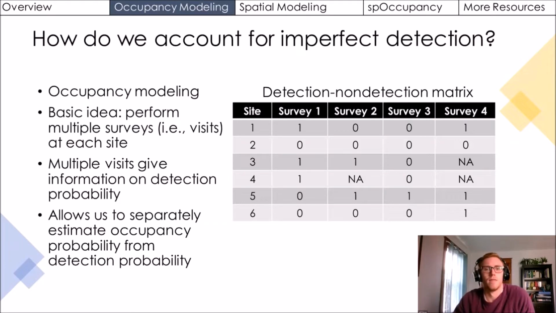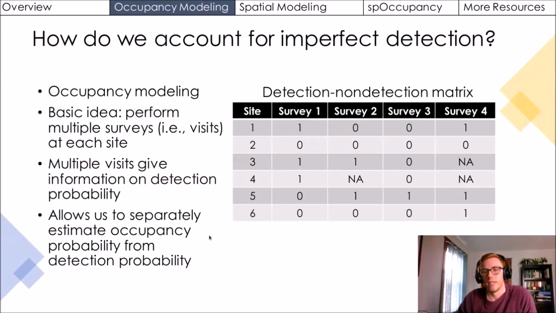Of course that raises the question of how exactly we go about accounting for imperfect detection, and that's where occupancy modeling comes in, which is the go-to way for accounting for imperfect detection when modeling detection/non-detection data. The basic concept of an occupancy model is that you perform multiple surveys, or visits, or replicate surveys at each site that you're interested in. This allows us to separately estimate occupancy probability from detection probability. The distinction between those two is that occupancy probability is the probability a species occurs at a location, whereas detection probability is the probability I detect this species given that it's actually present at that location.